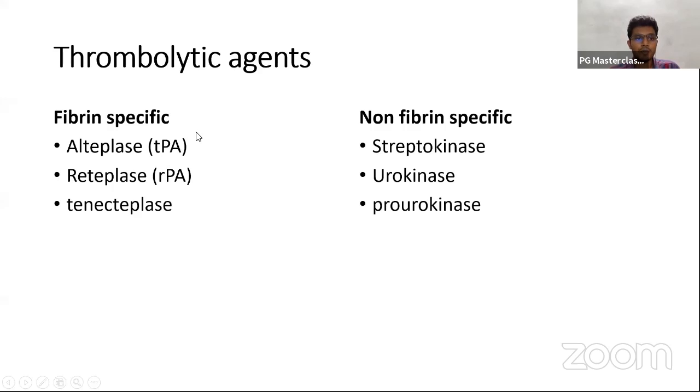Thrombolytic agents are fibrin-specific and non-fibrin specific. Fibrin-specific include alteplase, which was the first recombinant tissue plasminogen activator, and reteplase, which is a recombinant tissue plasminogen activator, and tenecteplase. Non-fibrin specific thrombolytic agents are streptokinase, urokinase, and pro-urokinase.